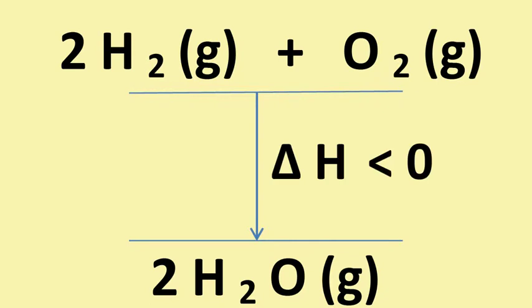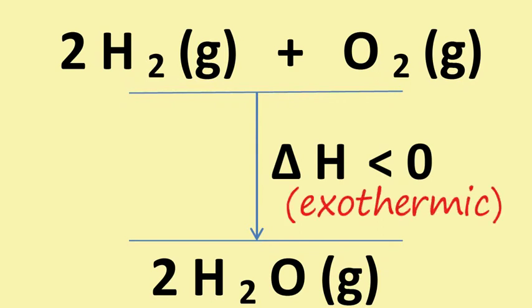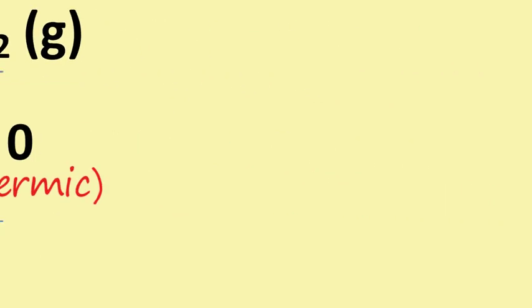Delta H is less than 0, so will this be exothermic or endothermic? Well, this is exothermic because heat is leaving the system. Therefore, delta H will be negative.